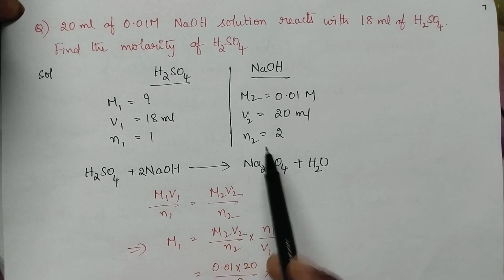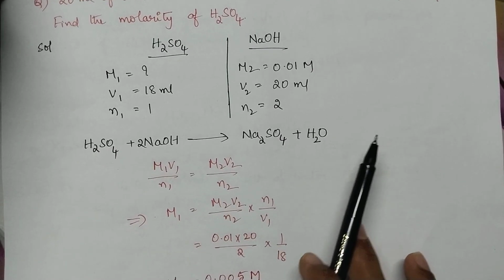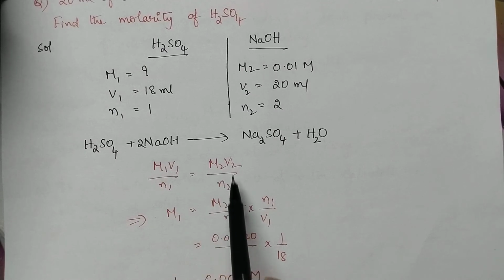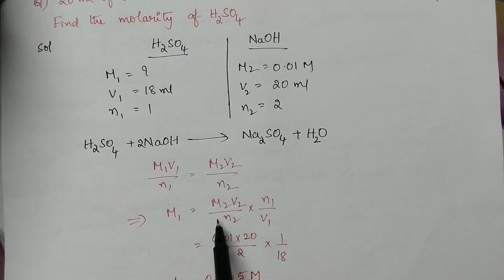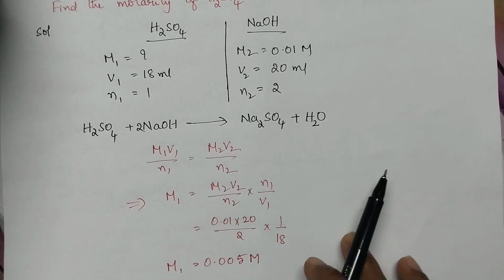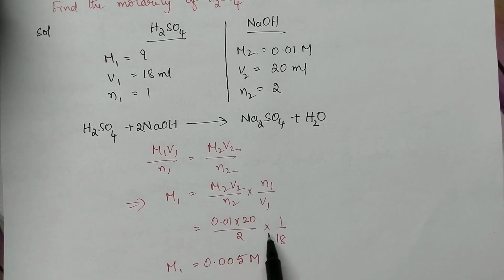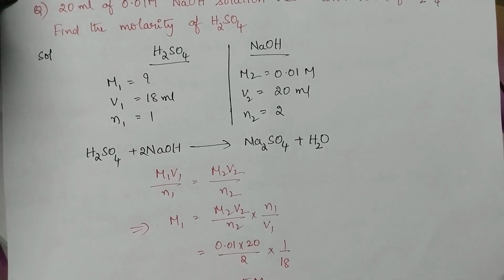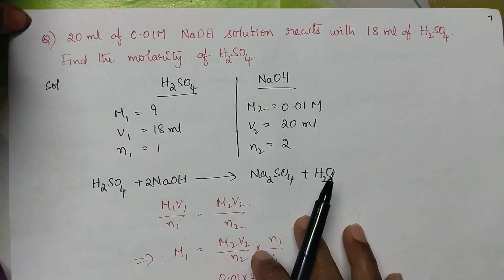By substituting all these values in the given expression, that means M1V1 by N1 is equal to M2V2 by N2, that implies M1 is equal to M2V2 by N2 into N1 by V1. That is equal to 0.01 into 20 divided by 2 into 1 by 18. Finally, we will get the molarity of the solution as 0.005 molar. This is about a few problems related to molarity.